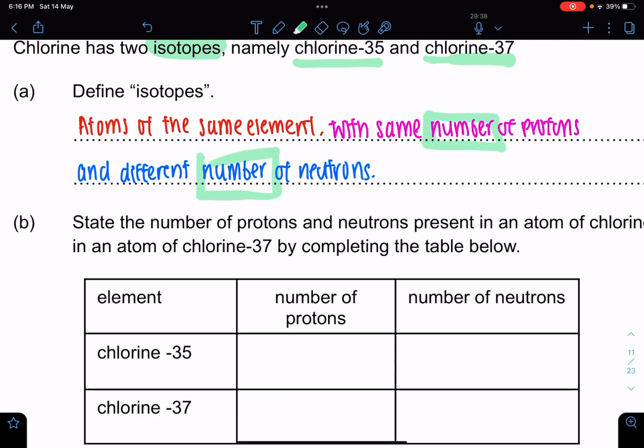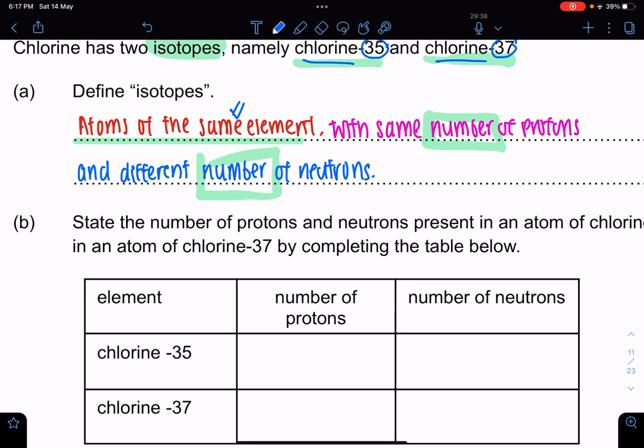Okay, so he says here in the definition, atoms of the same element. So chlorine 35 and chlorine 37, they are both chlorine. That's why we say that they are the same element. But they have different numbers of neutrons. That's why we see that the number over here is a bit different.